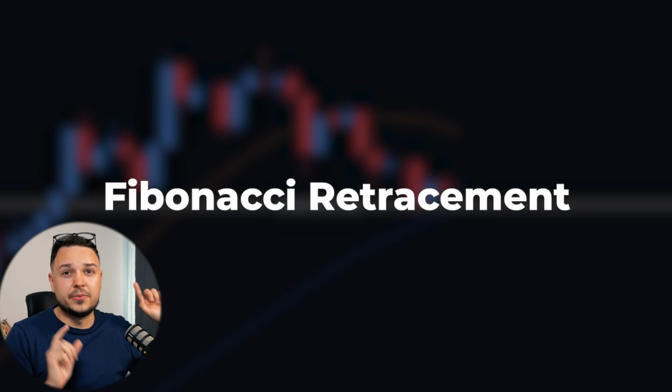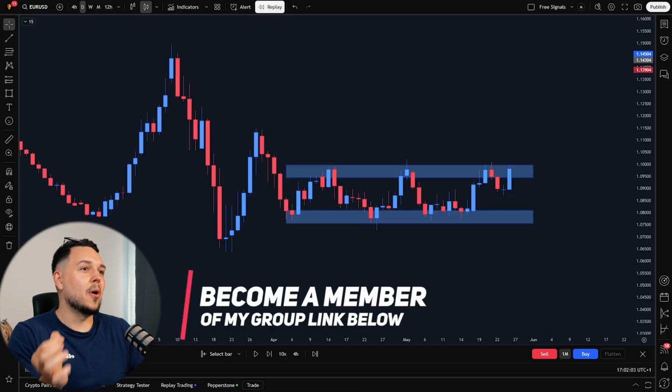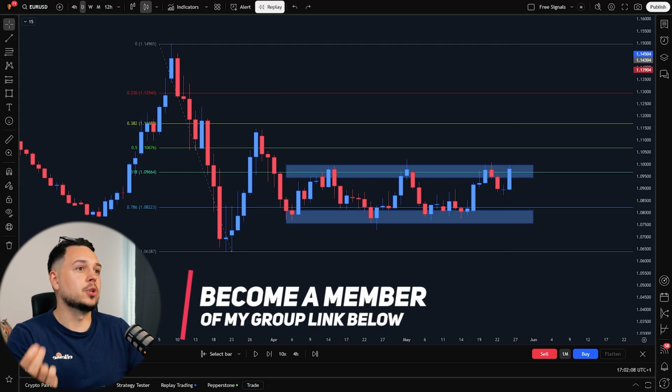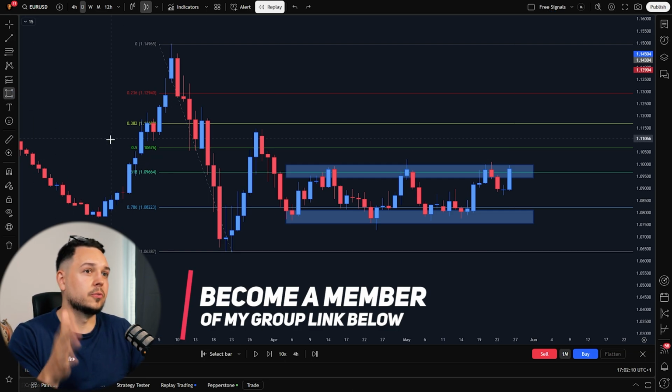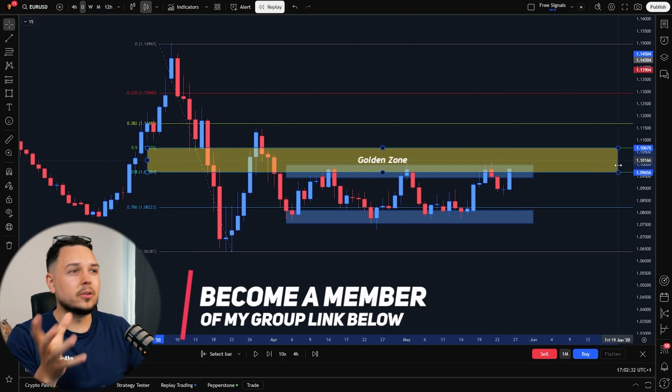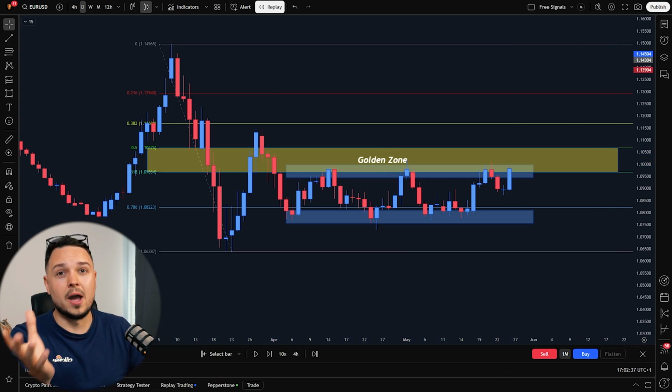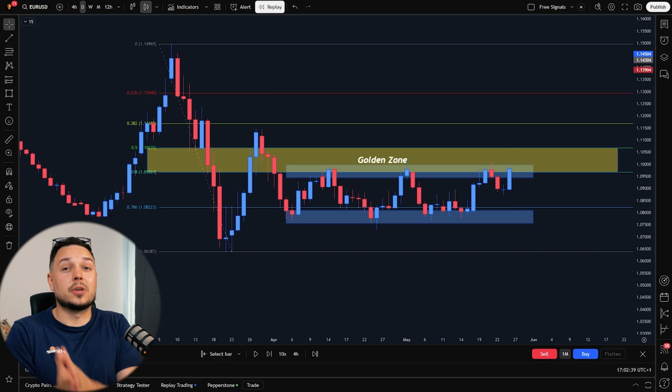Let's move on to Fibonacci retracement. Fibonacci retracement is the perfect add-on for supply and demand zones because they confirm entry points and help you pinpoint market direction. For example, here we have price consolidating within supply and demand zones. I've drawn the Fibonacci retracement from the recent swing high to swing low, clearly highlighting the golden zone between the 0.618 and 0.5 levels. So there are two clear ways you can trade this setup.